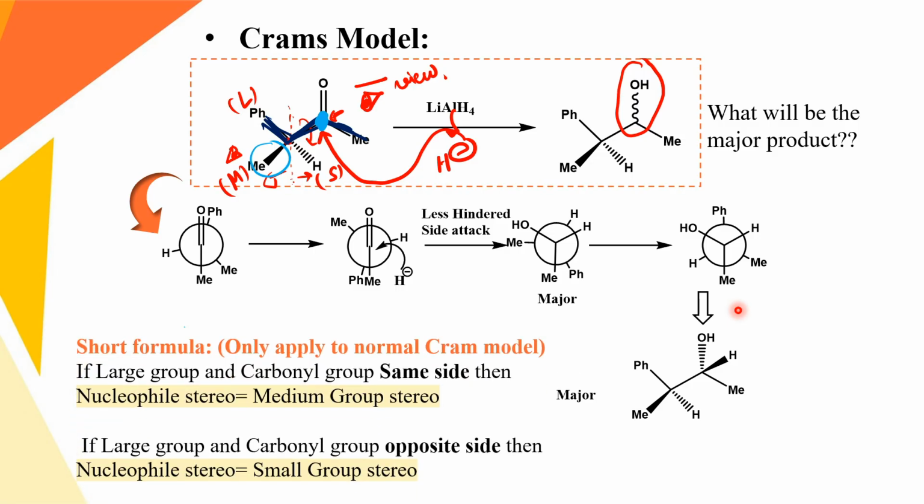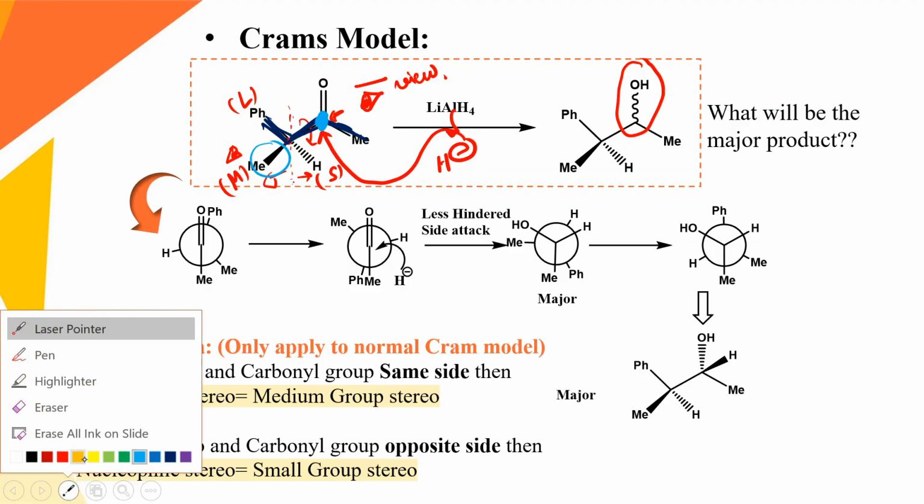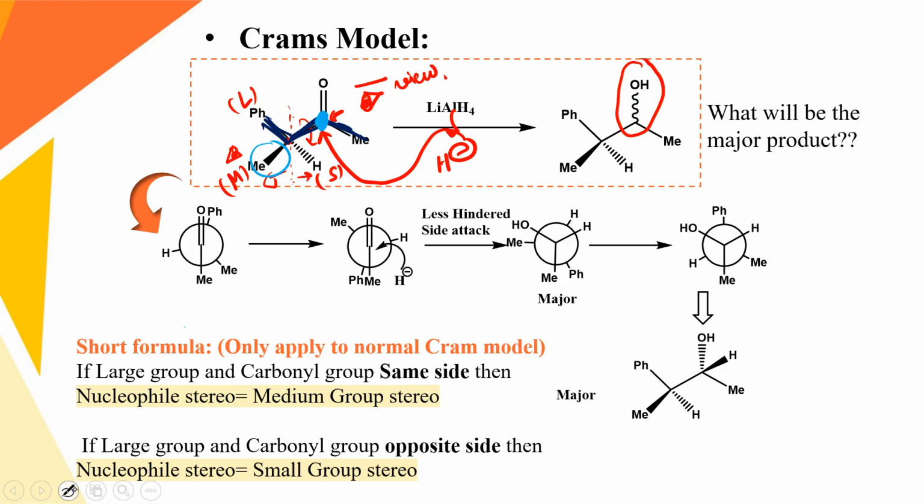Okay, and there is also a short formula, which only applies to the normal Cram model. The formula is like this. The formula will help you cross-check in your exam whether you are doing it correctly or not. So the short formula is, when the large group and the carbonyl are both on the same side, that means in the eclipsing position, then always remember that the nucleophile stereo will always possess the medium group stereo when the large group and the carbonyl are in eclipsing position.